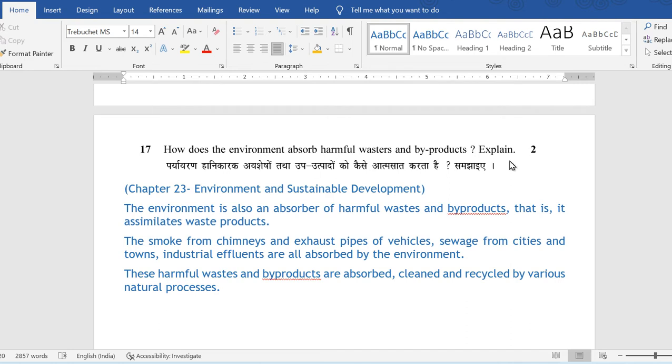Explain. This is from chapter 23, Environment and Sustainable Development. The environment is also an absorber of harmful wastes and byproducts. That is, it assimilates the waste products. The smoke from chimneys and exhaust pipes of vehicles, sewage from cities and towns, industrial effluents are all absorbed by the environment. These harmful wastes and byproducts are absorbed. They are cleaned and recycled by various natural processes.